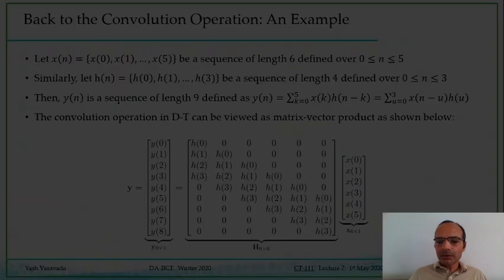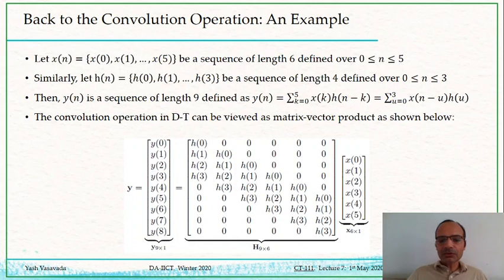Okay, so we were looking at the convolution operation as a matrix vector product. The matrix is formed by this H. The columns of this H matrix are formed by taking the impulse response of the system and shifting it down by 1 unit every time. And then the X matrix is nothing but our input sequence.